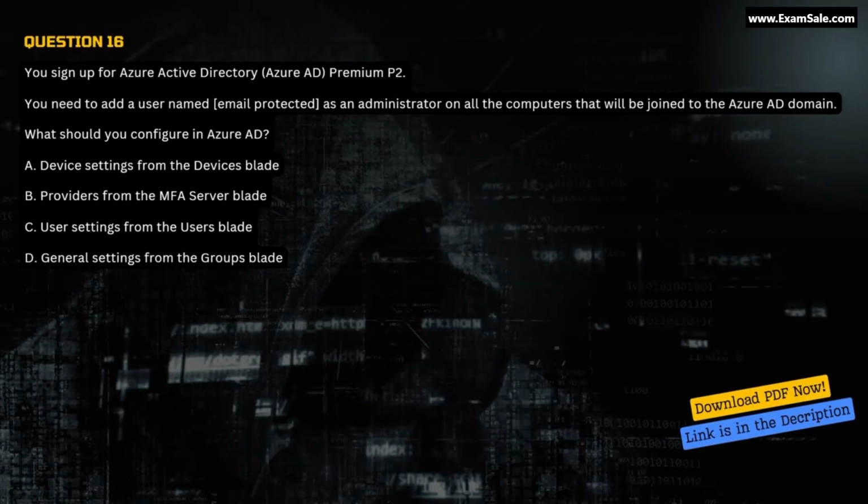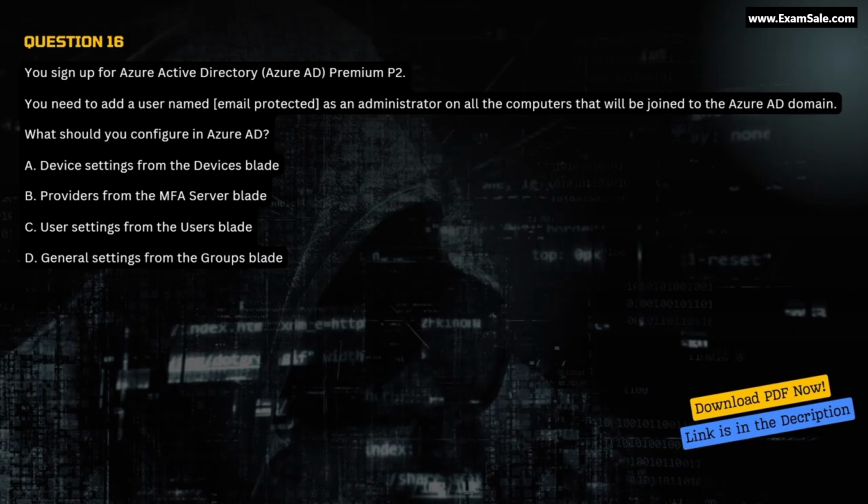Question 16. You sign up for Azure Active Directory, Azure AD, Premium P2. You need to add a user named [email protected] as an administrator on all the computers that will be joined to the Azure AD domain. What should you configure in Azure AD?